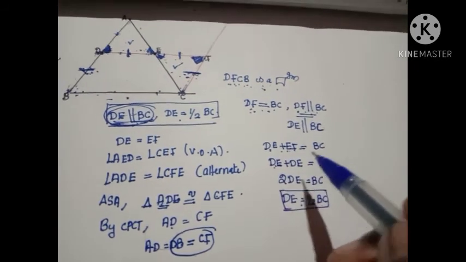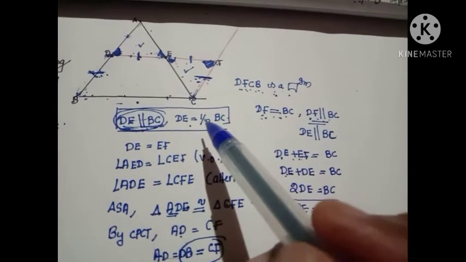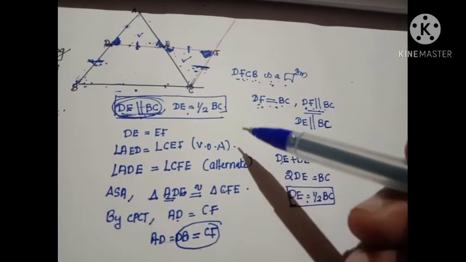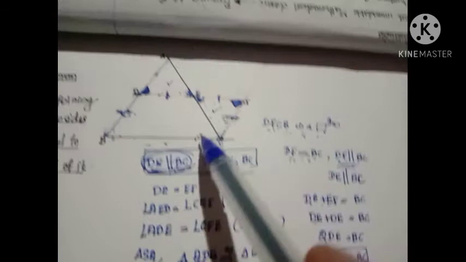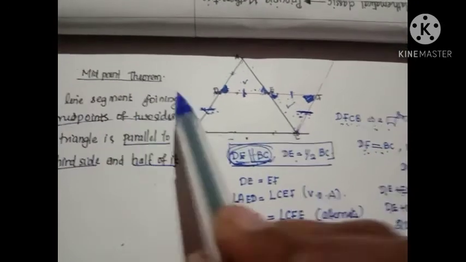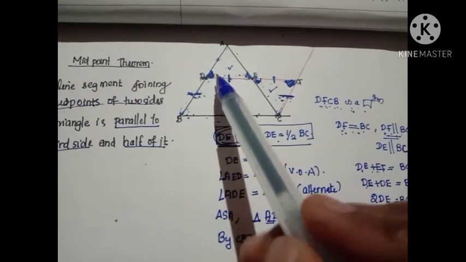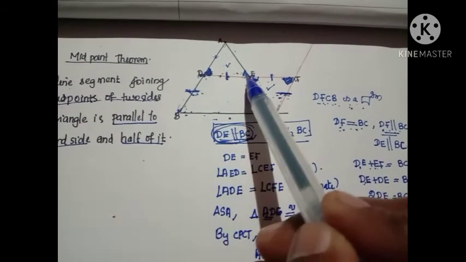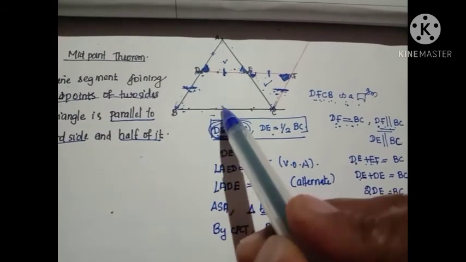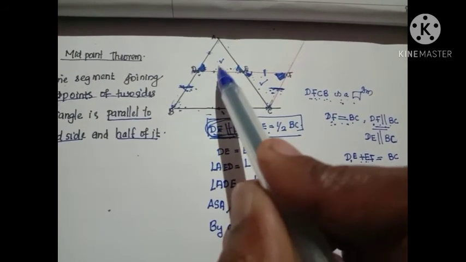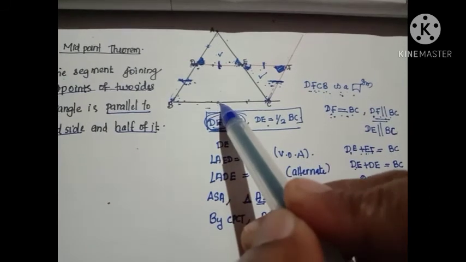2DE is equal to BC, or DE is equal to half of BC. Okay. So listen, you have to concentrate on the midpoint theorem. No need to learn all these steps by heart. So the midpoint theorem states that the line segment joining the midpoints of any two sides of a triangle is parallel to the third side and its length is half of this third side.